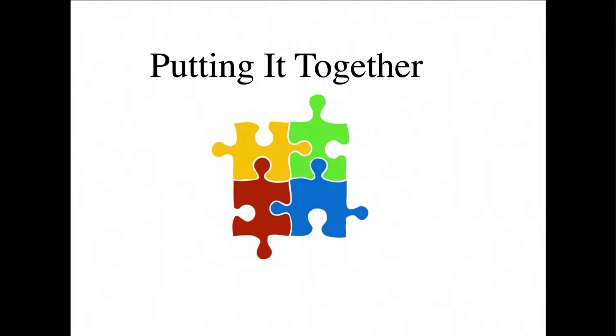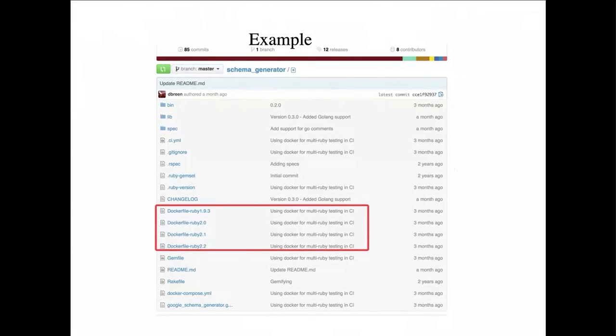So we have looked at all the solutions to these individual problems. I want to present a small example of how we can bring all these individual tools together to make a good CI experience. This is an example from Groupon. This is a Ruby gem that we use internally, and we want to test it against four versions of Ruby, and we want to test them in parallel, obviously.